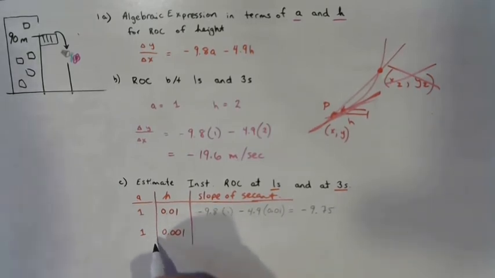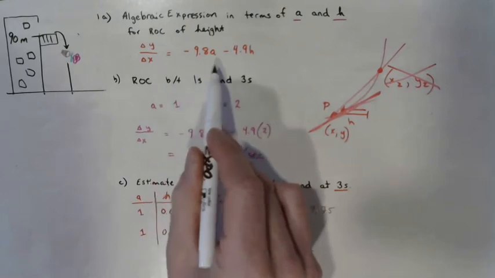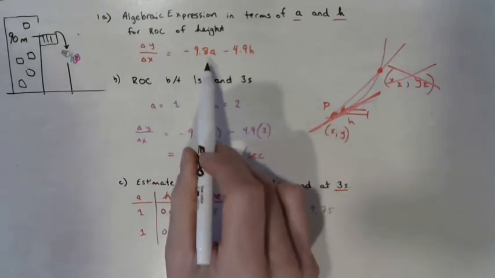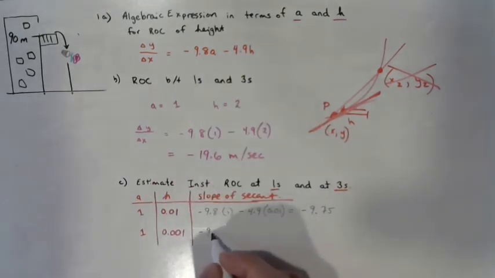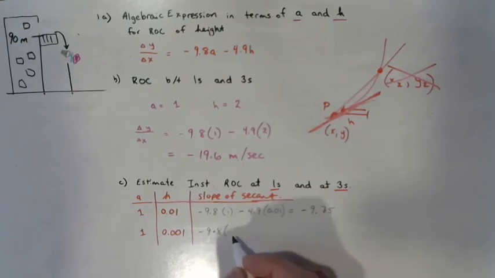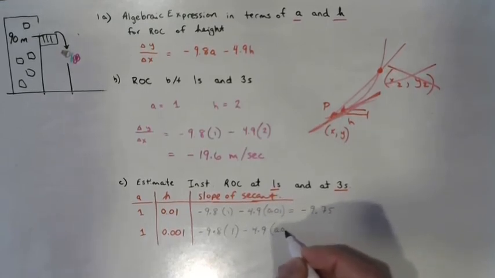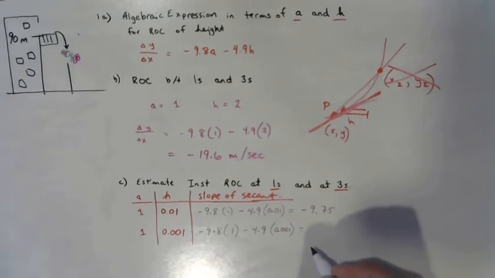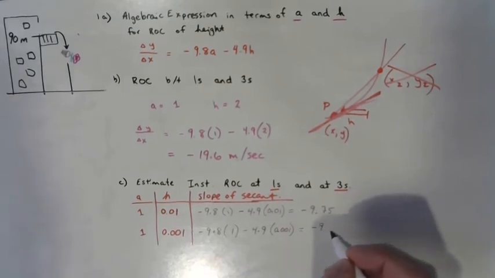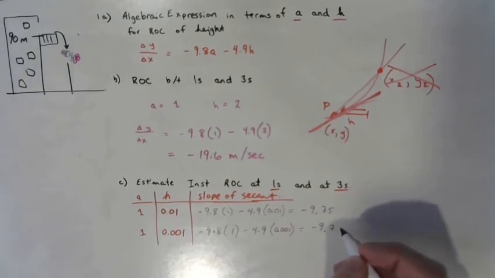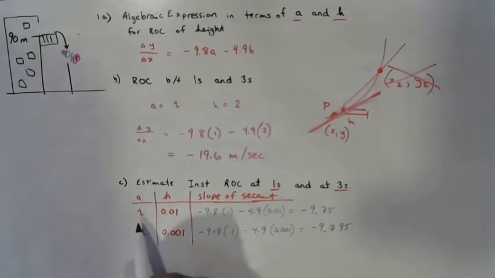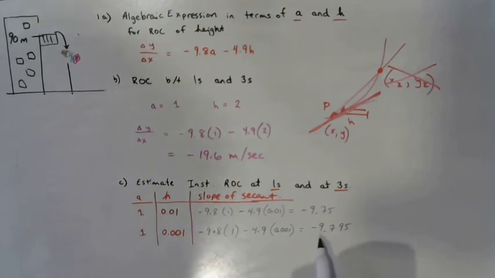Let's go ahead and do the same exact idea. We're going to take our slope of the secant, expressed in a and h, negative 9.8 times a, which is 1, minus 4.9h, which is 0.001. And that comes out as negative 9.795. So 1 second after falling off, it's already moving at a rate of approximately 10 meters per second.